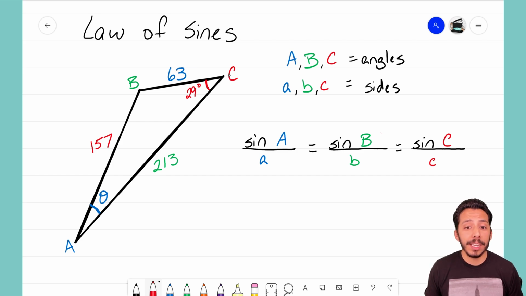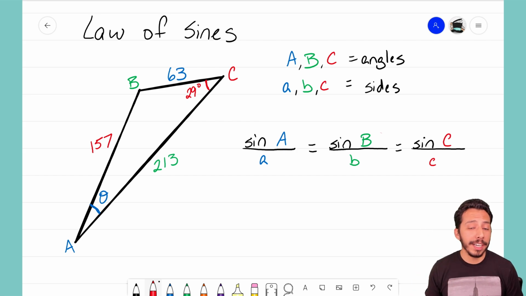I see that I do know what angle C is. It's 29 degrees. And I see that the side opposite of that, which would be little c, is 157 units. And then I also see that over here, side B is 213. So the question we're trying to figure out is, what does angle A equal? We want to figure out what theta represents here. And I think this is going to be a great candidate for us to use the law of sines.